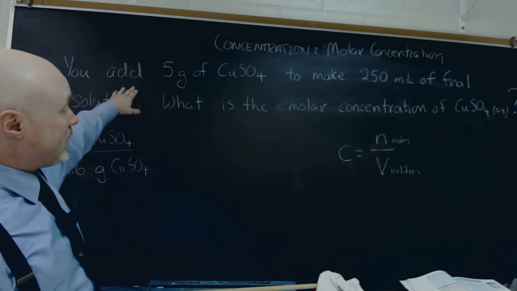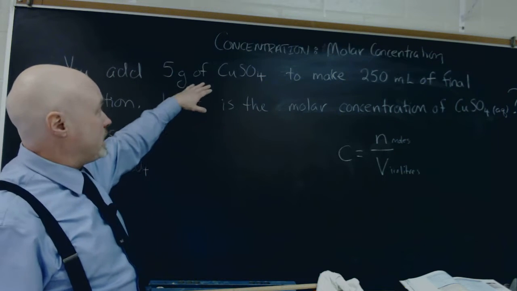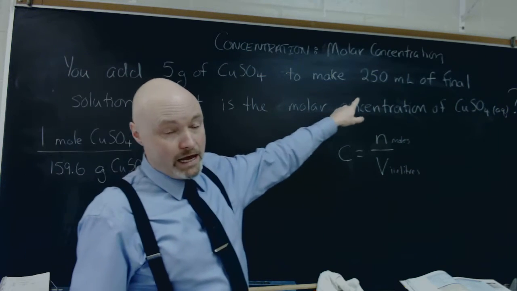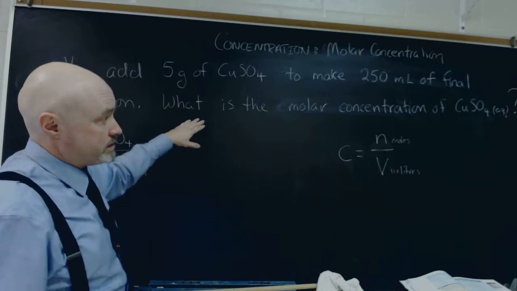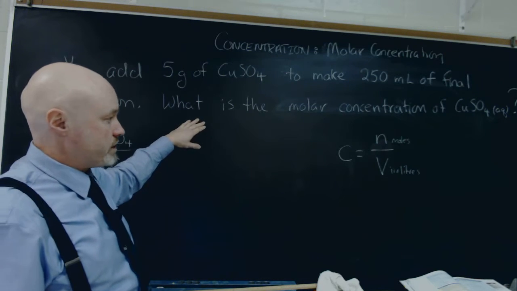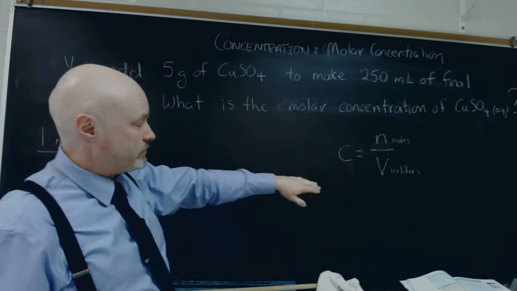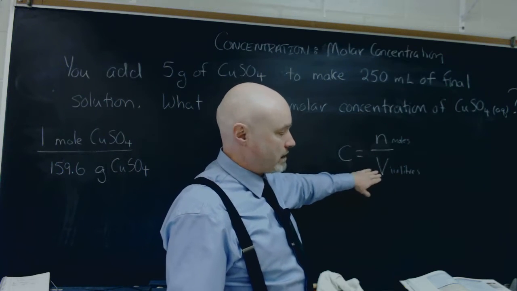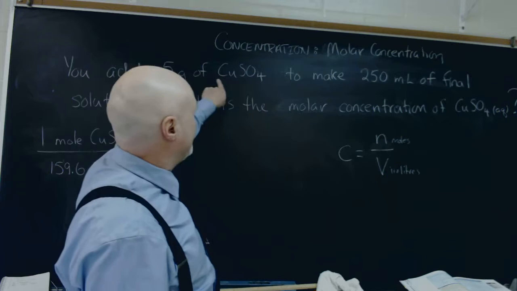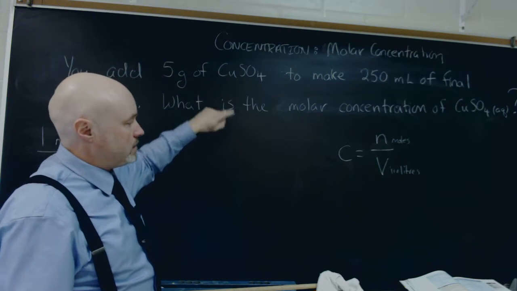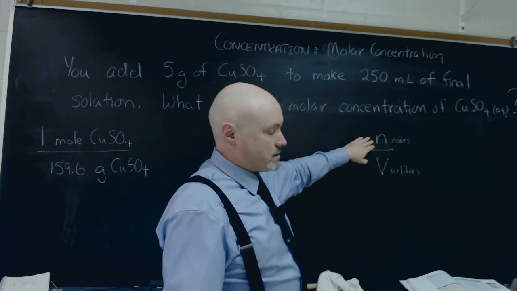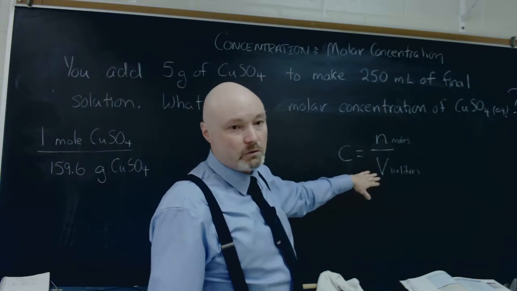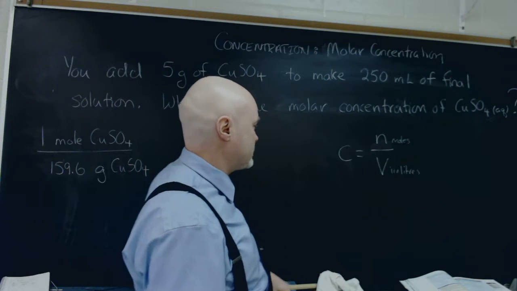And so in this case, we're actually going to take a gram weight of something, we're going to add it to a volume, and the question is, what's the final molar concentration of copper sulfate? And so molar concentration is the number of moles divided by the volume in liters. We have the number of grams up here, and what we want to do is convert this into the number of moles. We have a volume in milliliters, but we can quickly convert that into the volume in liters.